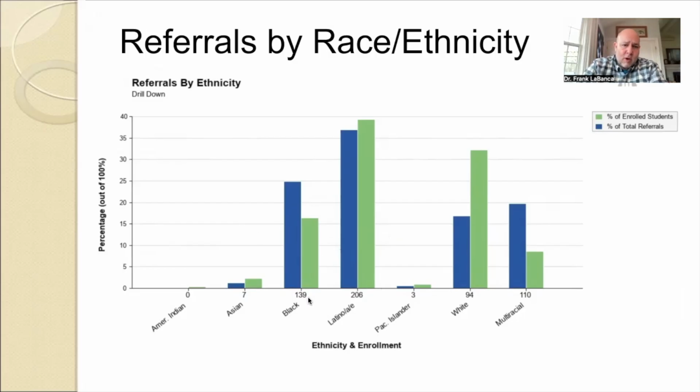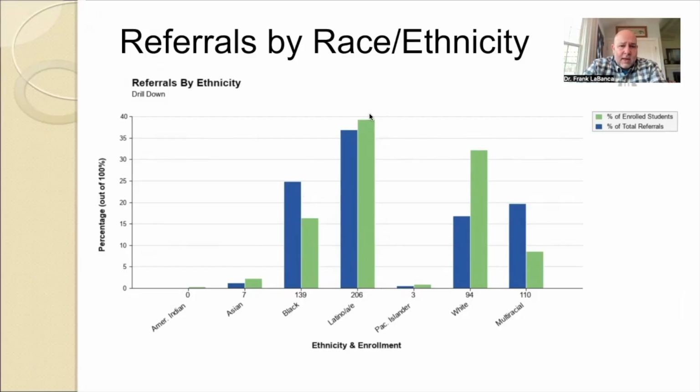So if we look at this group right here, we can see that Black students represent, I don't know, like 17% of the school population. However, they are receiving 25% of the referrals. So the question is, is this a significant overrepresentation of referrals to Black students? You do a chi-square analysis to figure it out. Eyeballing it, it sure looks like it.